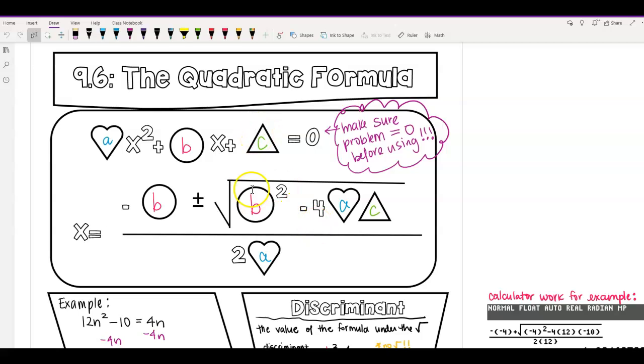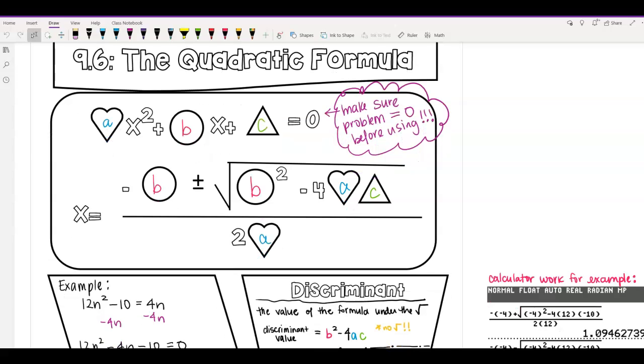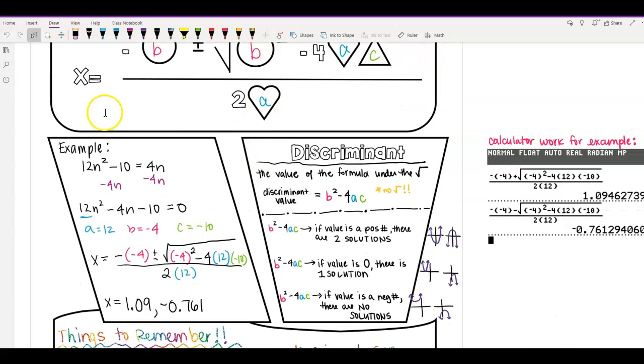Okay? So, as I reminded you, if you have a problem, the first thing we want to do is make sure it's equal to 0. You can see in my example here, I started with 12n squared minus 10 equals 4n. That's not going to work very well with my quadratic formula. So I'm going to first get everything equal to 0 by subtracting 4n. And then I'm going to figure out what my A and my B and my C are. Remember, A is in the front, B is the middle term, and then C is your last number. So in this particular problem, A is 12, B is negative 4, and C is negative 10.